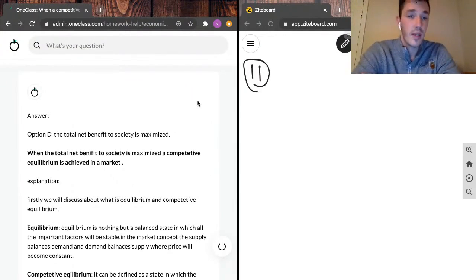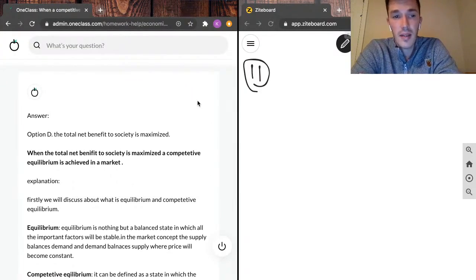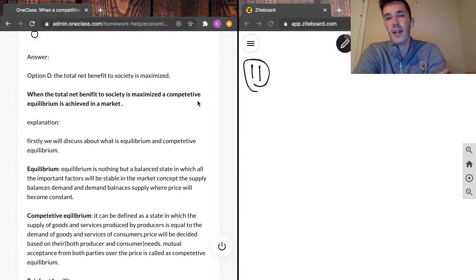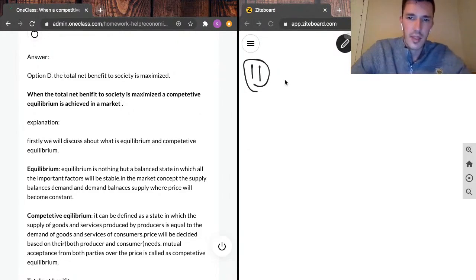Janine The Tutor has written, when the total net benefit to society is maximized, a competitive equilibrium is achieved in a market. So what they did is they wrote first to describe what equilibrium and competitive equilibrium are. So equilibrium is nothing but a balanced state in which all the important factors will be stable. In the market concept, the supply balances demand and demand balances supply, where price will become constant.